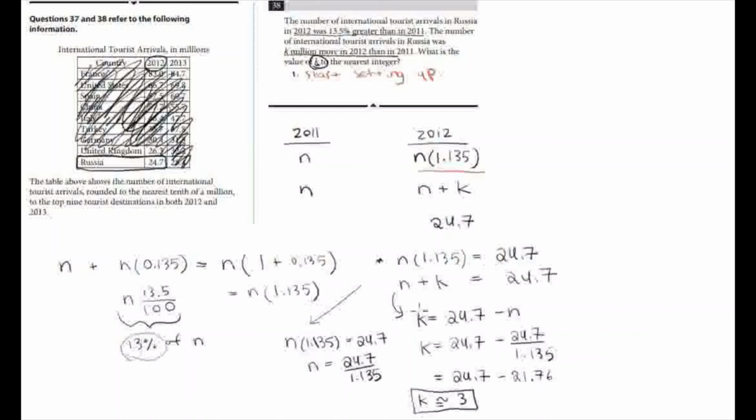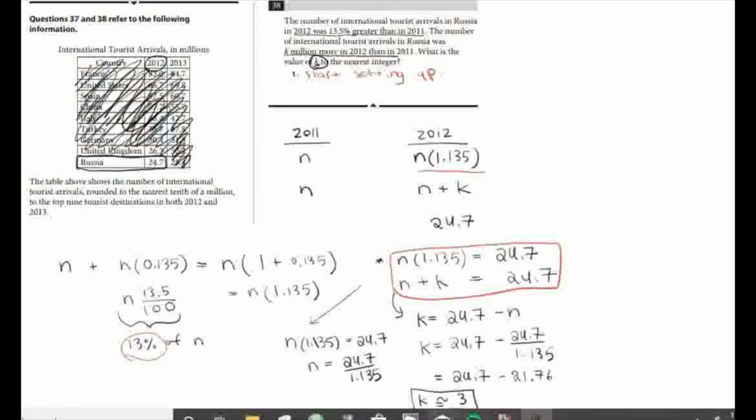And then lastly, two equations, two unknowns. We created two equations here using all the information we have. Here are our two equations, two equations, two unknowns. So then you solve the system. I hope that was a good overview of this problem.